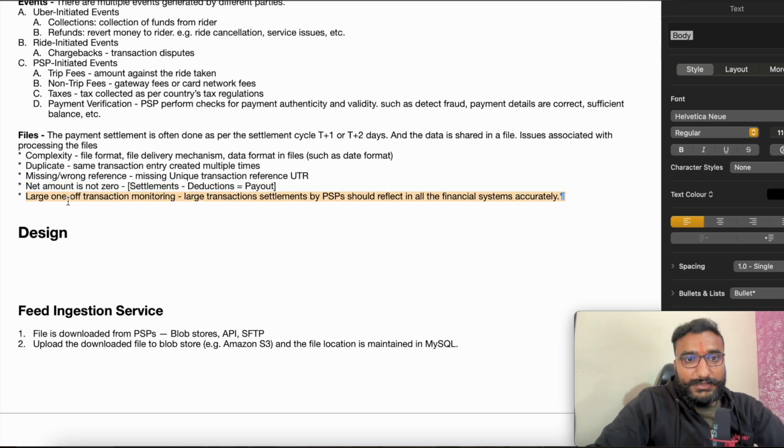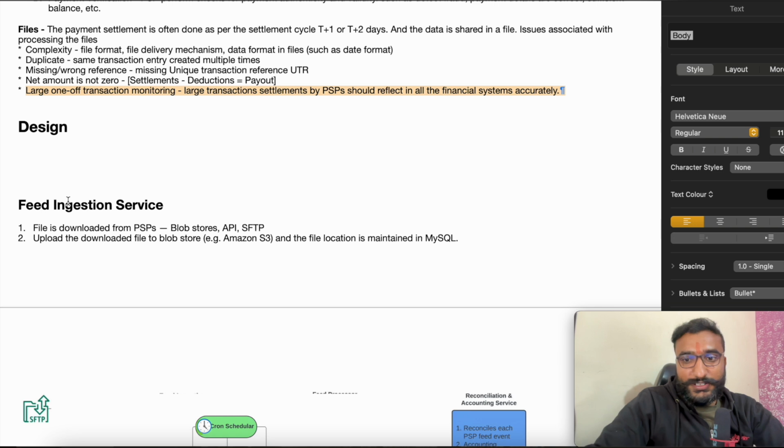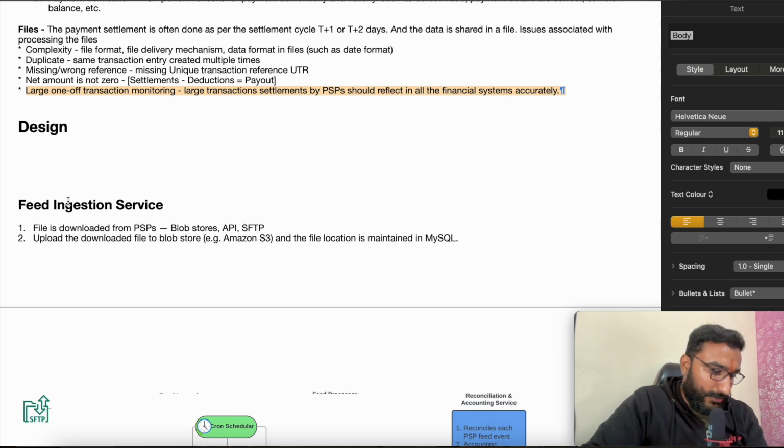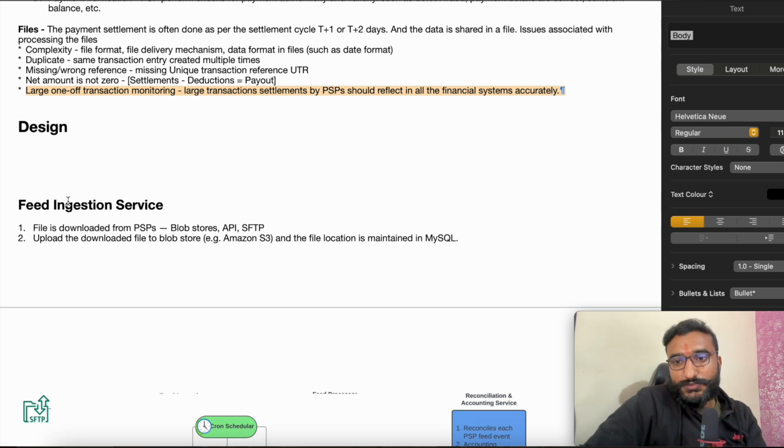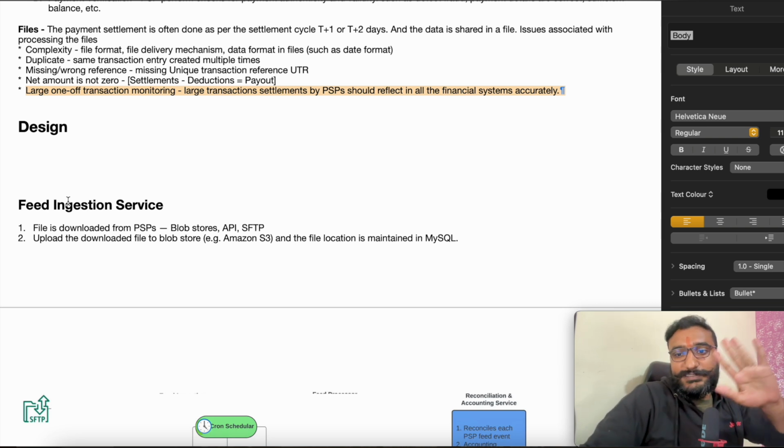This one is about a large one-off transaction. I mentioned that the amount from Razorpay to Uber is not transferred one to one. A single transaction is made with all the amount for a specific day. So that's a huge amount, let's say it's $10 million. You have to monitor that transaction specifically so that the nature or state of the transaction is the same in all the banking entities involved.